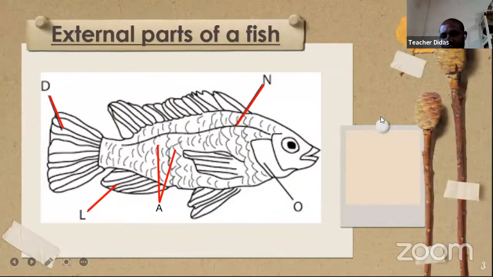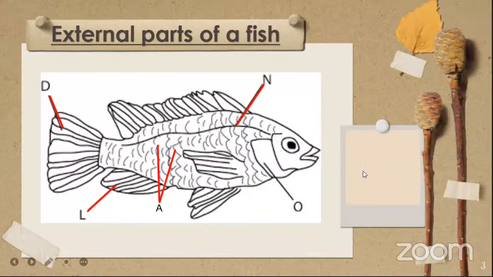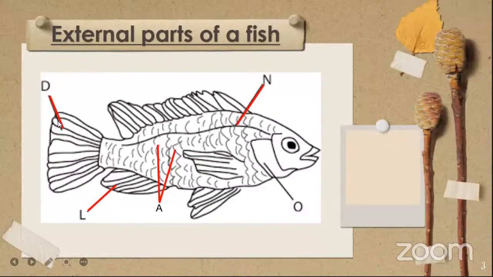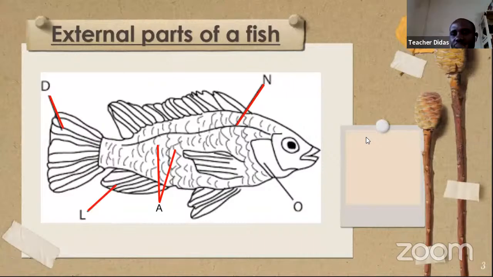Oh, okay. Shanita, are you there? Yes, teacher. Which part do you want to give us? Part D. What name is given to part D? The tail. Thank you, already mentioned.